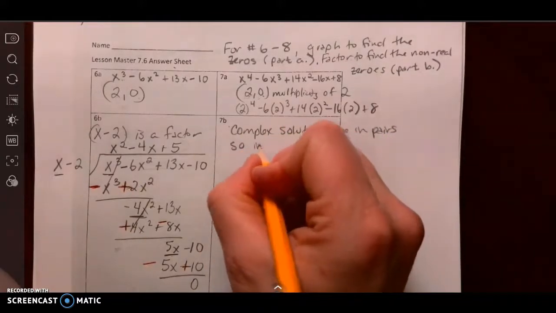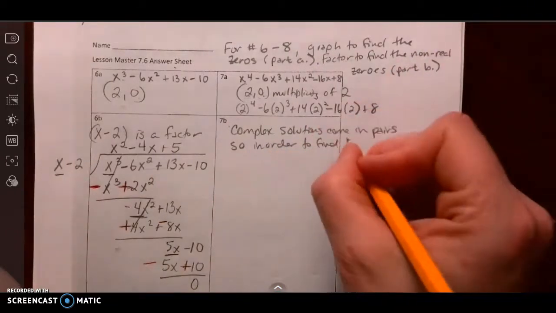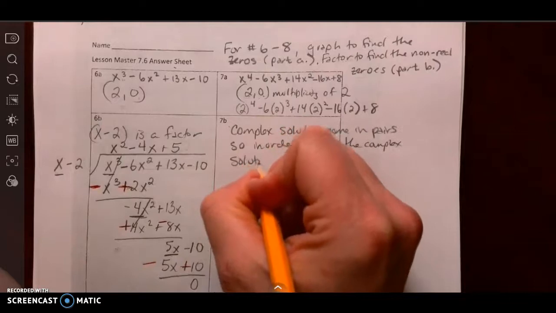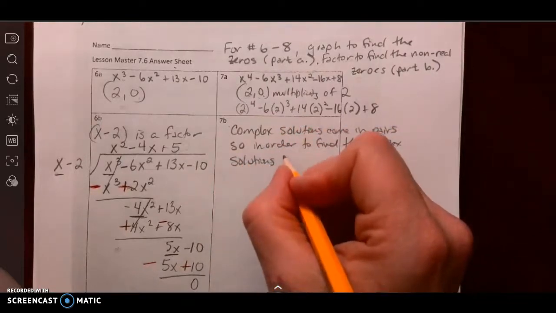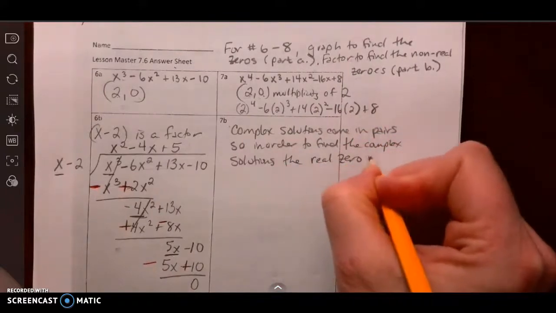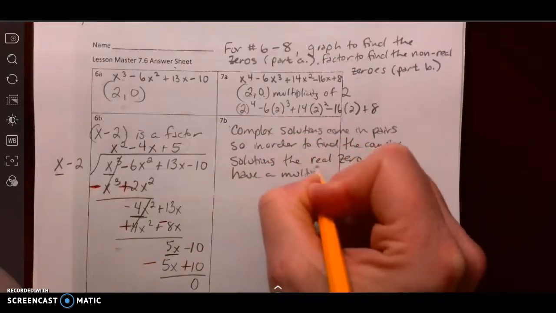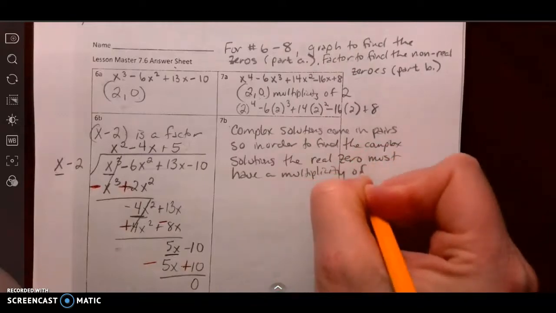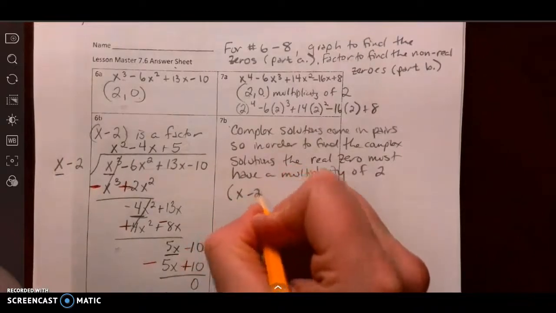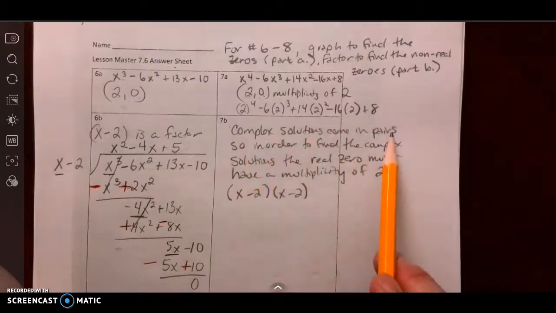So, in order to find the complex solutions, the real 0 must have a multiplicity of 2. Means it must occur twice. So the factor x minus 2 must occur 2 times because complex solutions come in pairs.